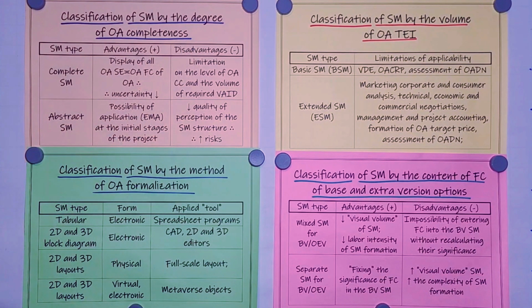The disadvantages of a complete structural model include a limitation on the level of complexity of the object of analysis, because the construction of a complete structural model is possible only for parts or small assembly units. With an increase in the level of complexity of the analyzed component, the structural model increases in volume, becomes cumbersome and inconvenient for visualization and use in the process of analytical work.